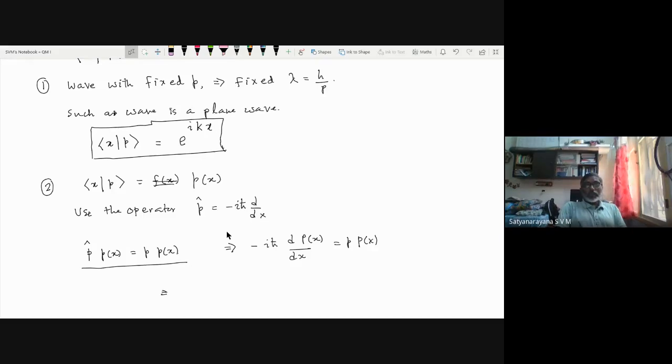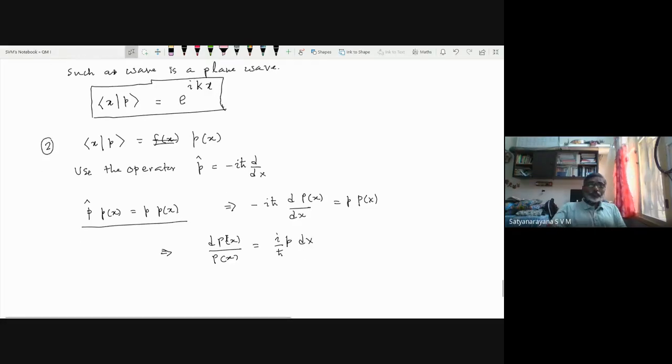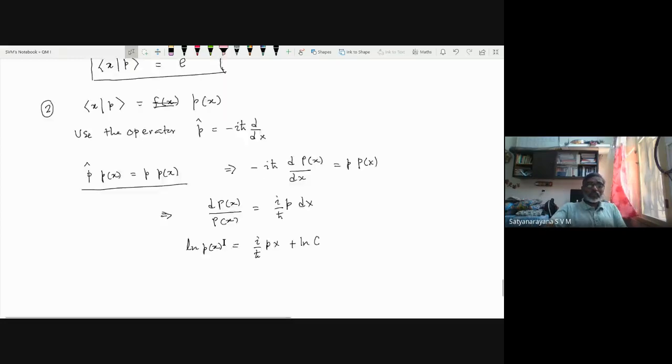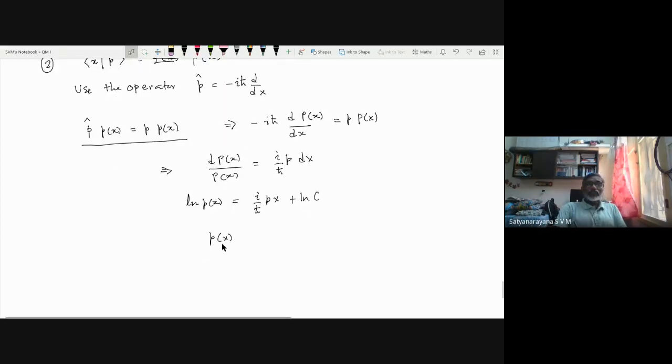Okay, so you can simply write this as dp of x by p of x is equal to i by h cross. I have minus 1 by h cross, I take i to the numerator into p, into dx. So you integrate this one, you get logarithm of p of x is equal to i by h cross into px. And of course, there will be some constant, so let's call this logarithm of some constant c. So you get p of x is equal to some constant, exponential of c, we'll call it some a, into e to the power i by h cross into px.